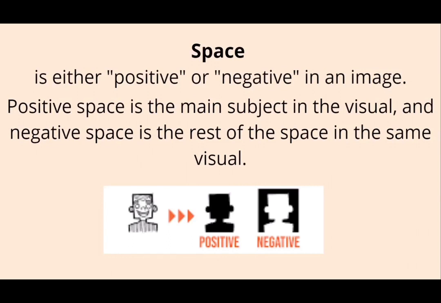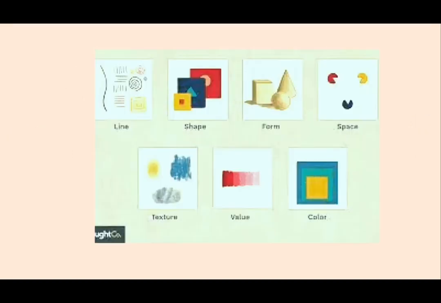And the last element is space. Space is either positive or negative in an image. Positive space is the main subject in the visual, and negative space is the rest of the space in the same visual. This simply means an area around, within, or between images or parts of an image relating to perspective. Here is the visual for line, shapes, forms, color, value, texture, and space.